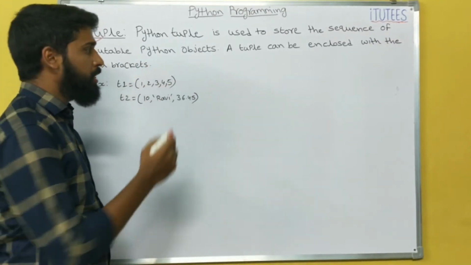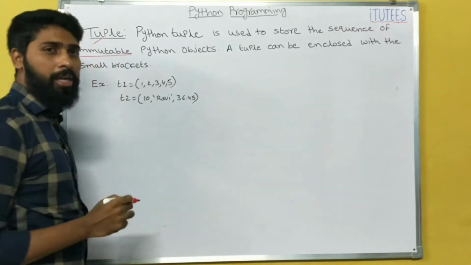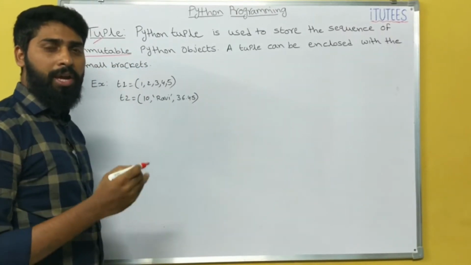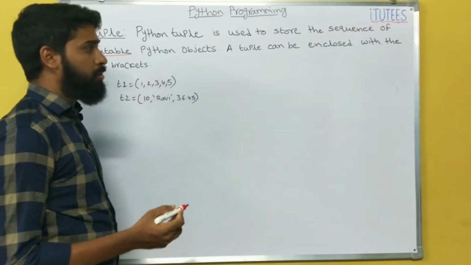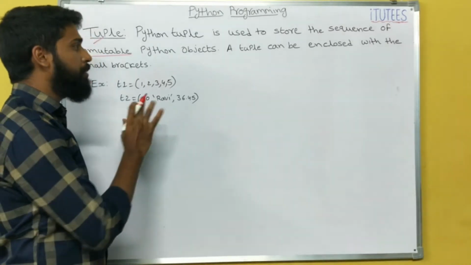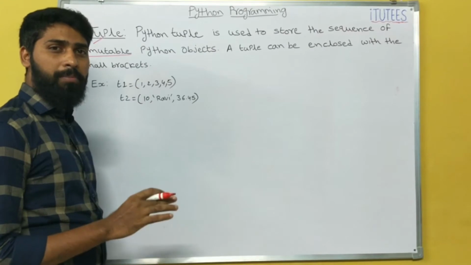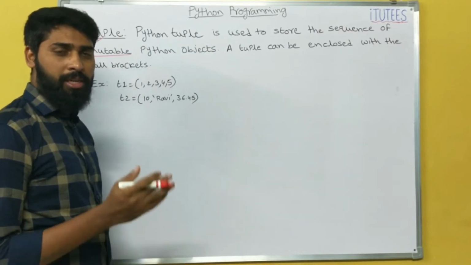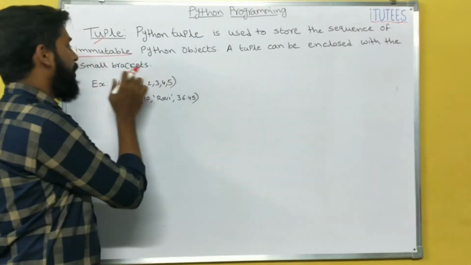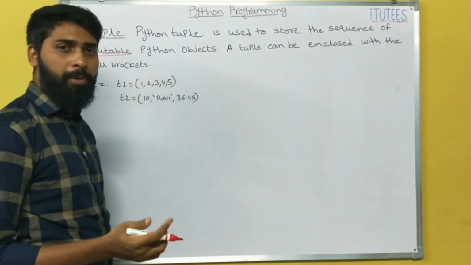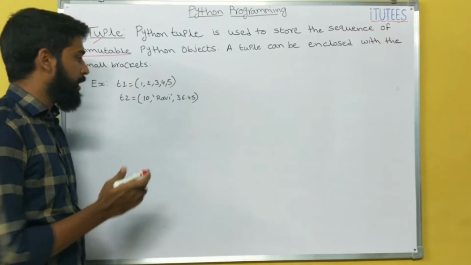So what is immutable? Immutable means once you assign the data, you cannot alter the data. Those types of objects are called immutable. So tuple is an immutable data type, unlike list. List is mutable. A tuple is enclosed with small brackets. So we define a tuple by using these small brackets.